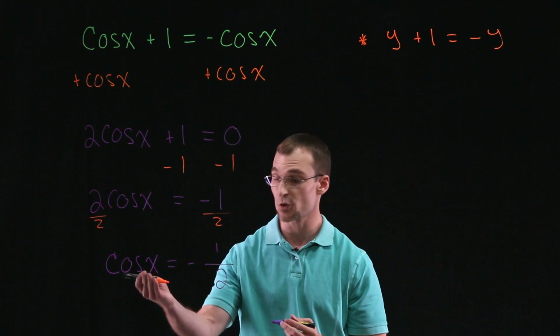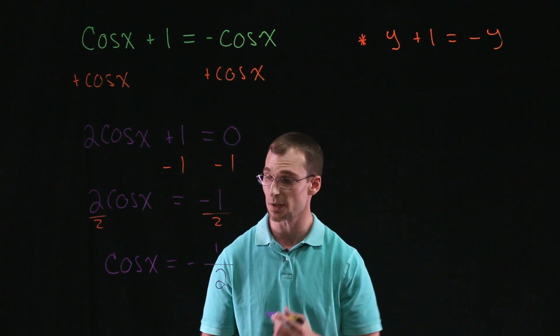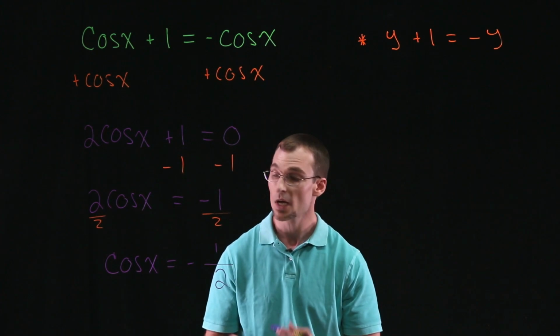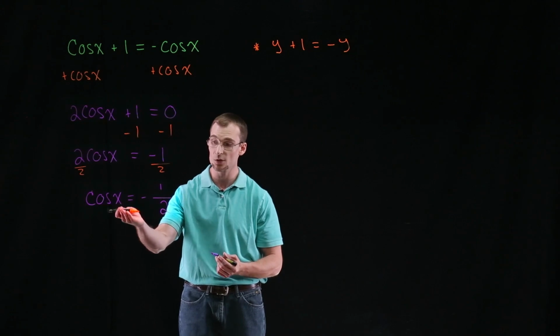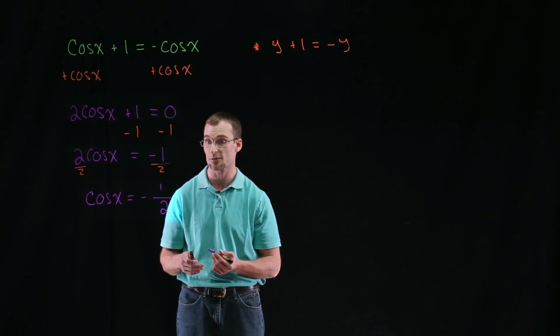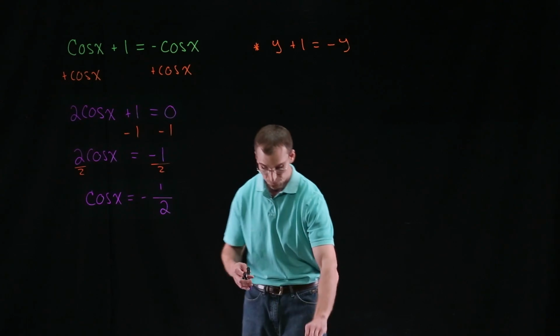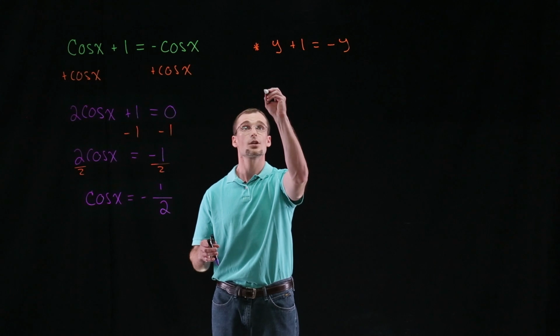So we've solved this for the trig function cosine, which is equal to negative 1/2. But solving the equation is solving for what values of x make this equation true. So x represents our angle, and we want to know which angles that plug into cosine give us values of negative 1/2. Now there's two ways to do this. You can look at the graph of cosine, or we can look at the unit circle. So let's take a look at our unit circle.